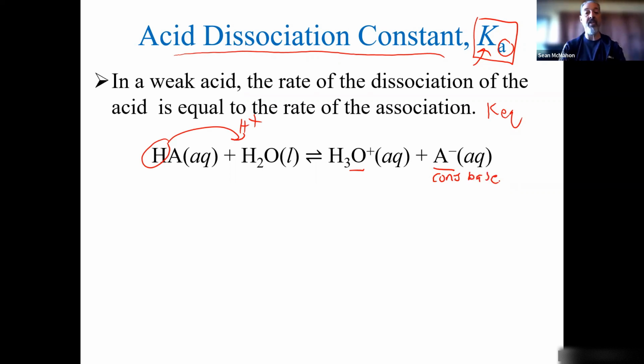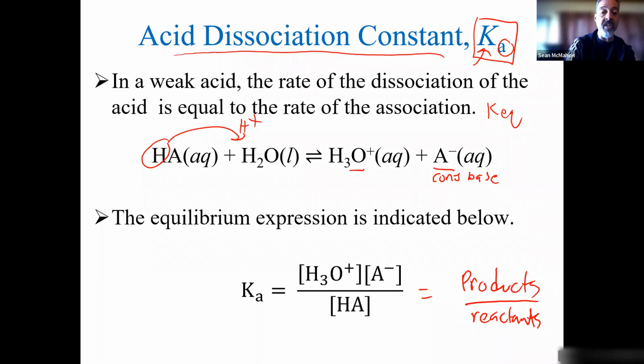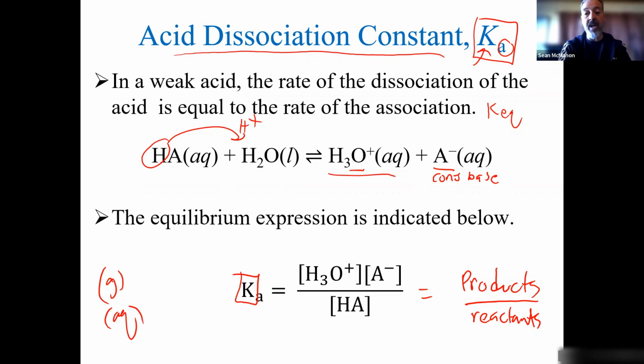So now what can we do? Well, we can set up an equilibrium expression. Equilibrium is products over reactants. Remember, for Ks, your equilibrium constants, we're only using gases and aqueous. All right. So when I look at my products, I have the hydronium ion and the conjugate base to the weak acid. So I have my hydronium and the conjugate base.